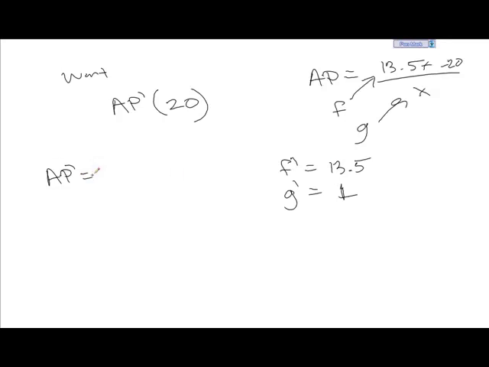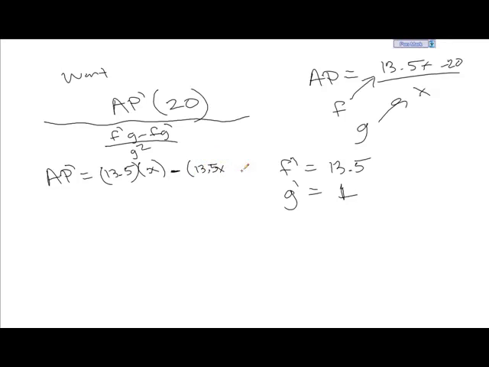And now I know that this is going to be f prime g minus f g prime over g squared in order to get the derivative function. So I'm going to find those pieces: 13.5 times g, my g is x, my f prime is 13.5, minus my f function, which is 13.5x minus 20, times my g prime, which is just 1, all over g squared, which is x squared. So there's my average profit derivative.